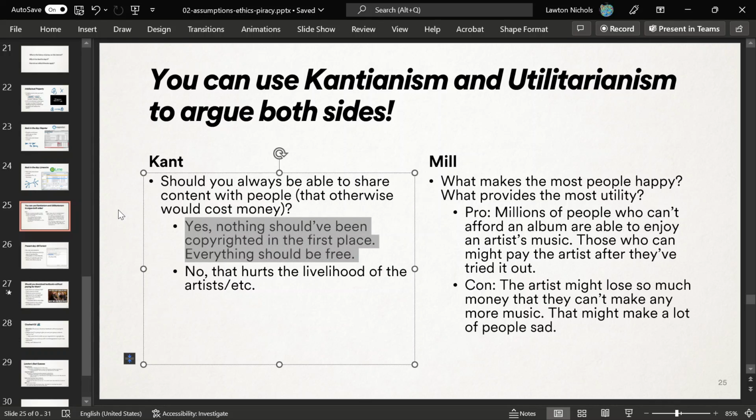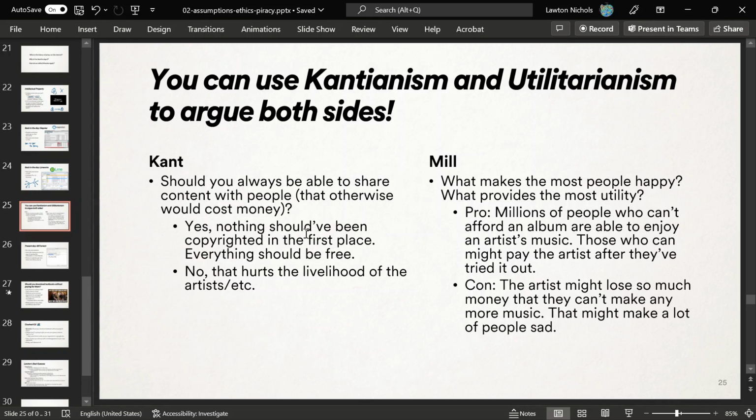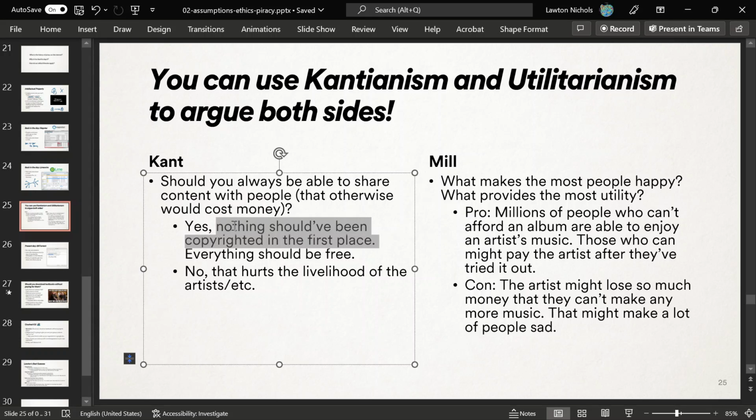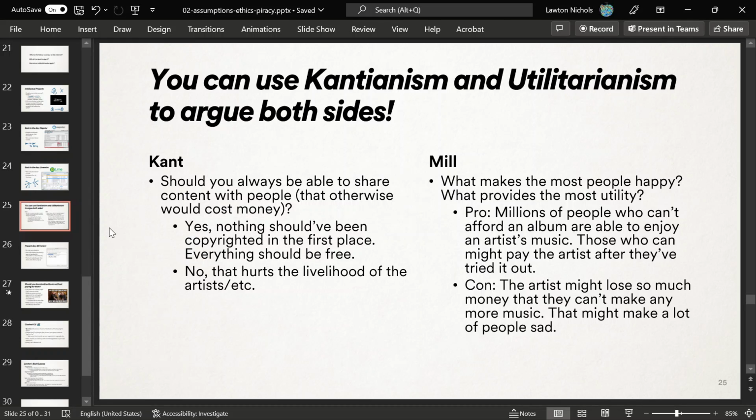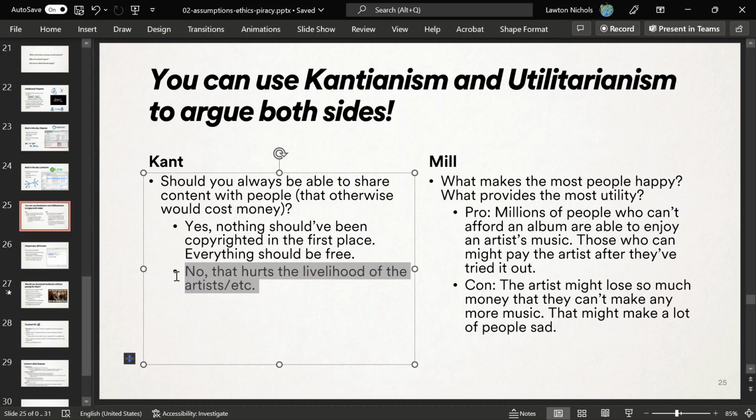Kant might say yes, because he might think that nothing should have been copyrighted in the first place. People are better off just having access to all this stuff. It would make the world a better place. Everything should have been free. Kant the communist or something. So that is one thing that he might have said. Equally valid to say no.